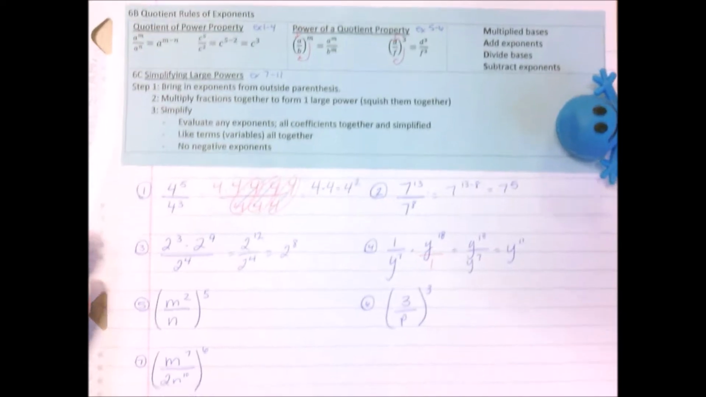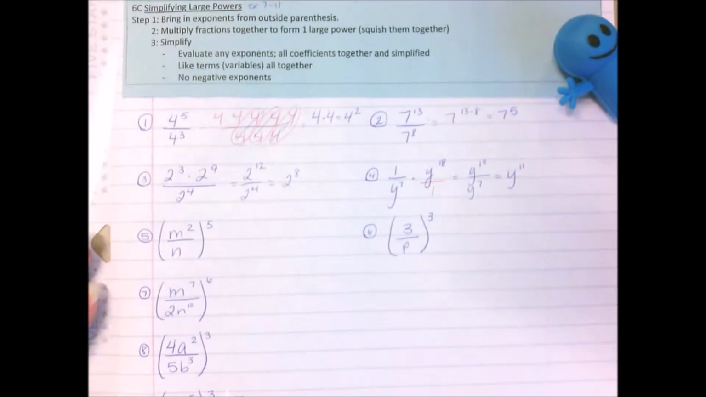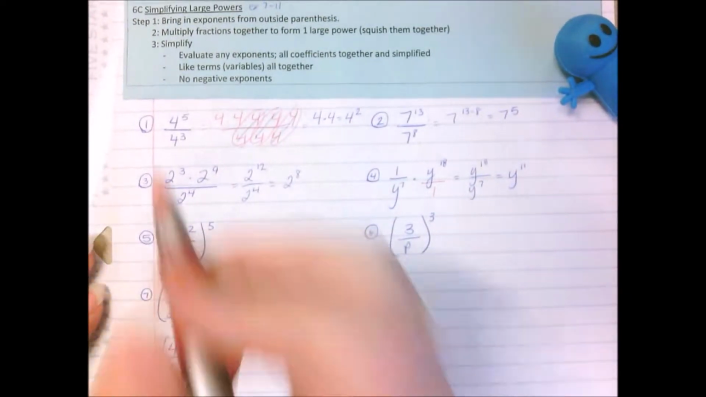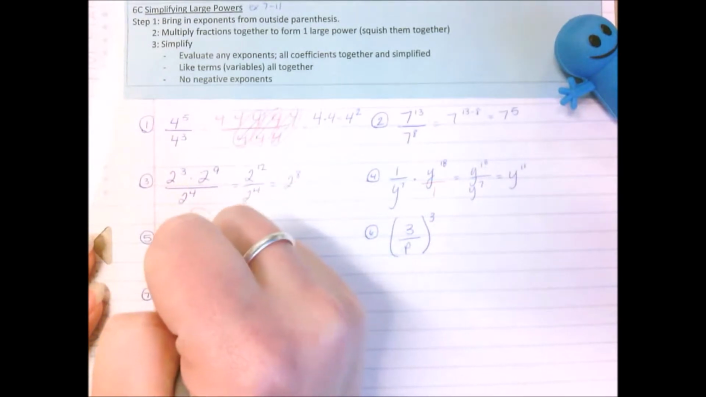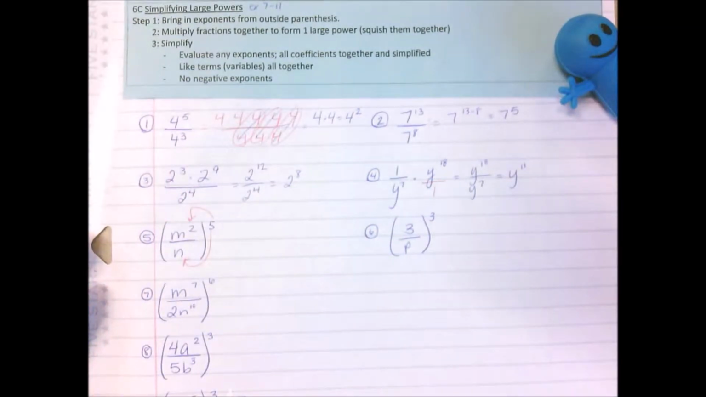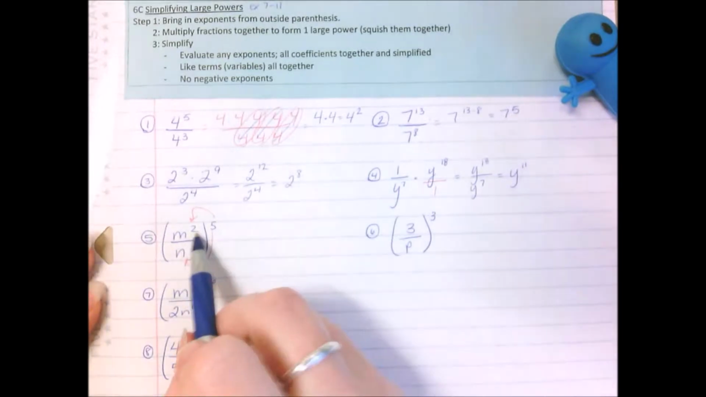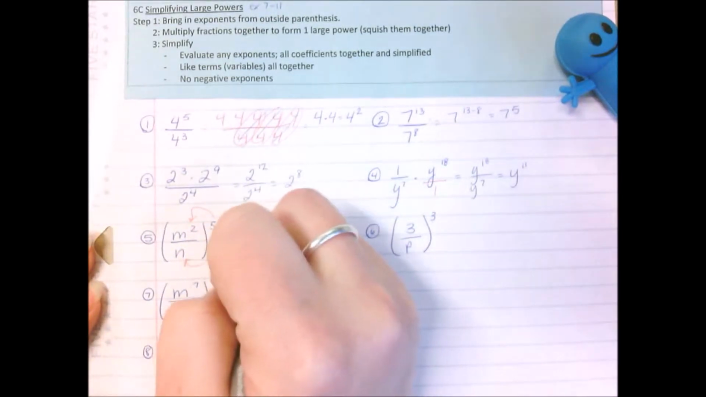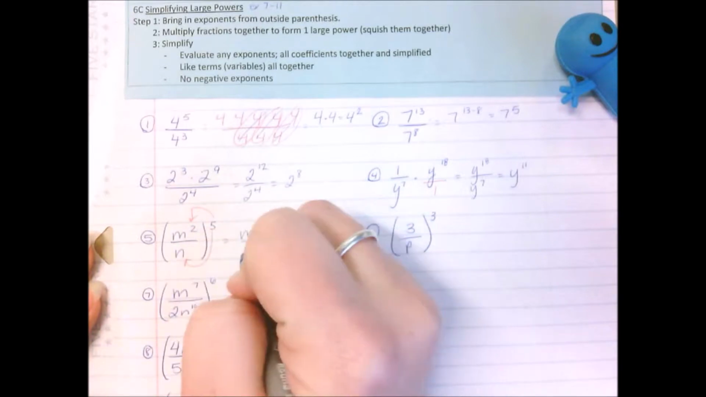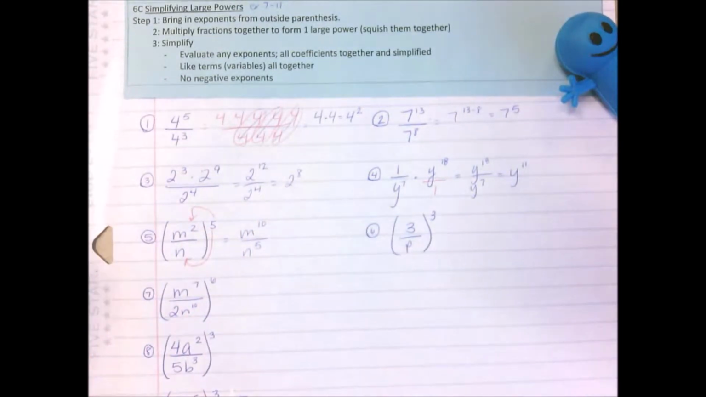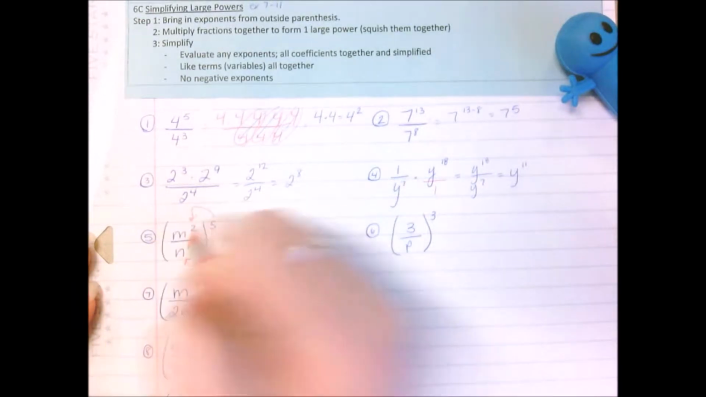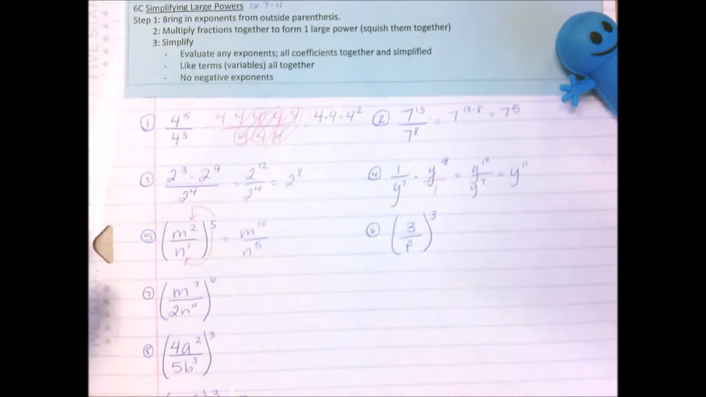In number 5, we get into power of quotient property. So we need to take that 5 from the outside of our parentheses in, similar to our power of powers property, but it also goes to the bottom of our fraction as well. So the 2 times 5 gives me m to the 10th, and the 5 with the n on the bottom gives me n to the 5th. When there's no exponent here, we know that there's an invisible exponent of 1, so 5 times 1 gives me 5.